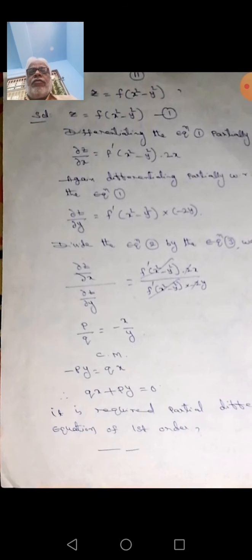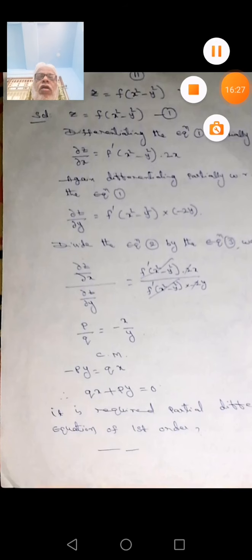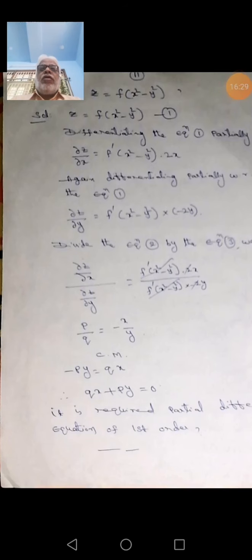You see another example. Z is equal to f of (x square minus y square) is the question. What we have to do here is change this algebraic equation into a partial differential equation. So this is z is equal to f of (x square minus y square). You take that as the first equation.